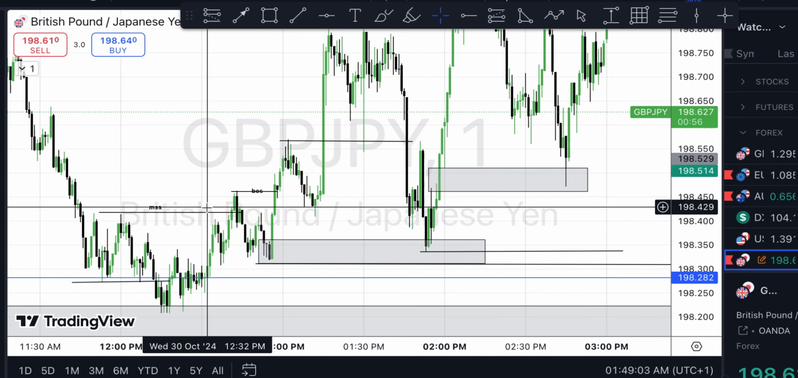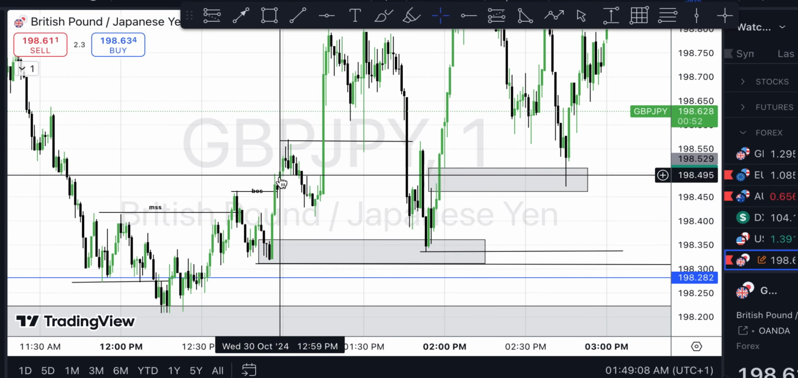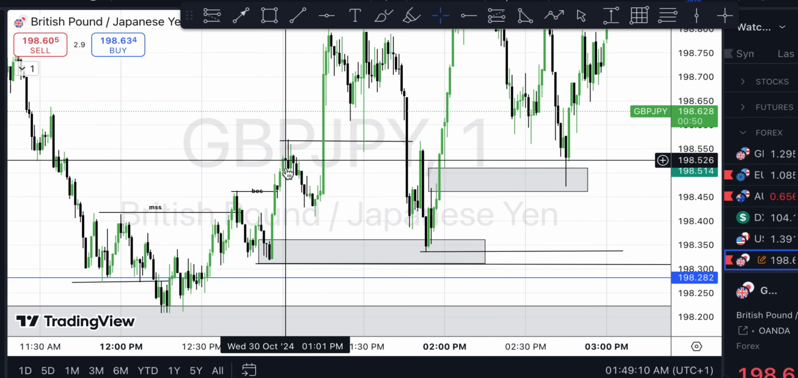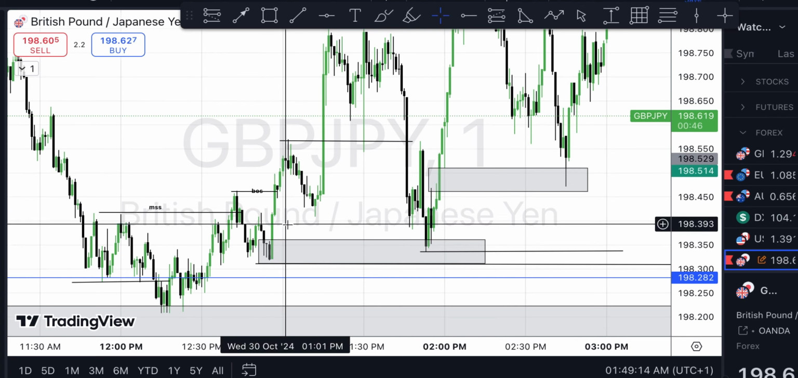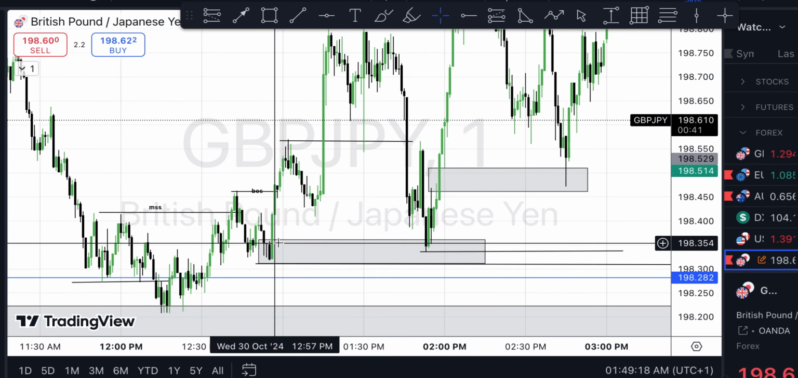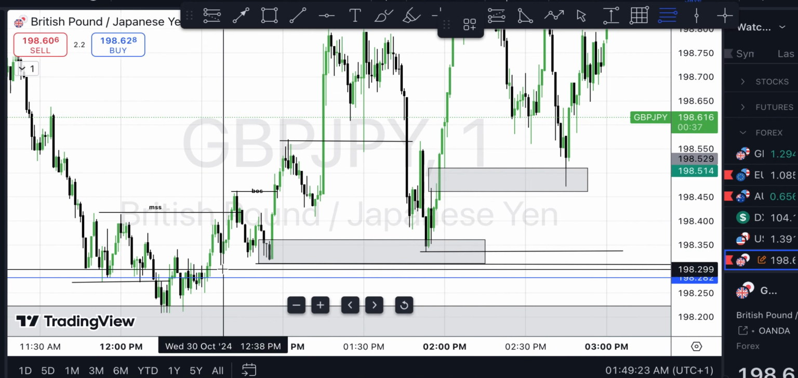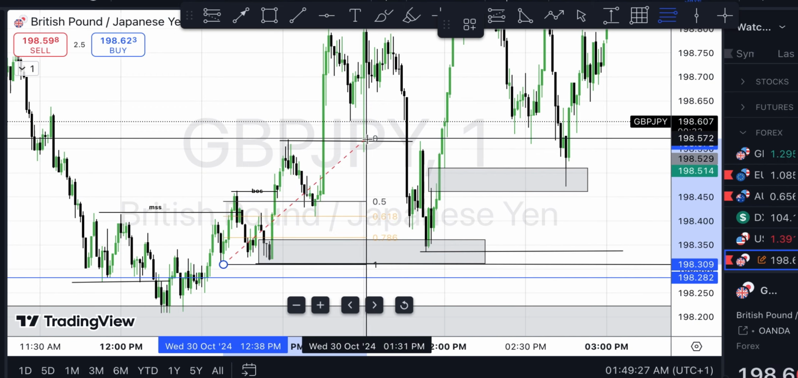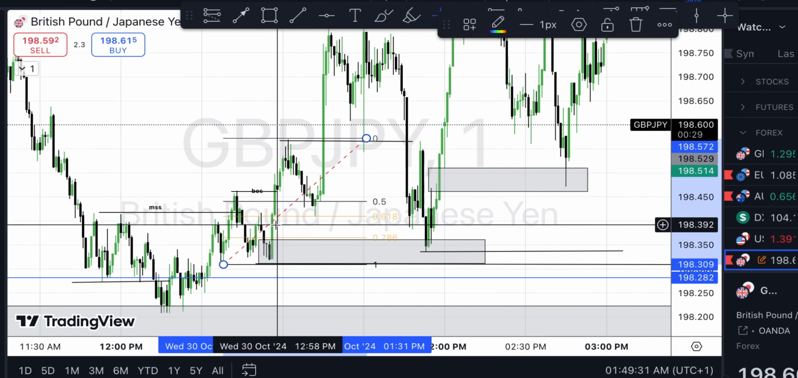I know that price is really going up now. Price has really changed structure, and price is becoming bullish because of this break of structure here. So how do I get involved in this market? Normally I'm supposed to wait for price to retrace back to 50% of this zone. So let me bring up my Fibonacci and go from this swing low to this swing high.